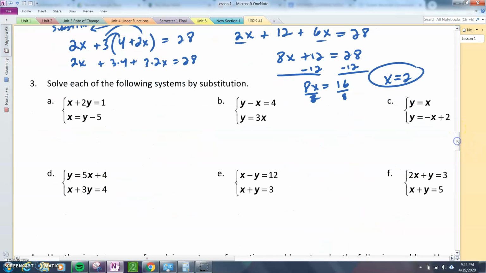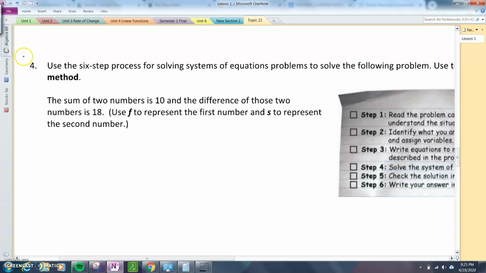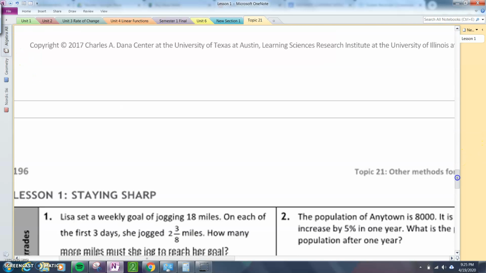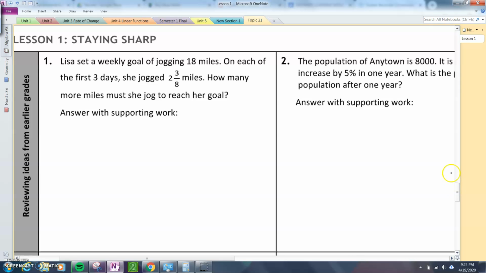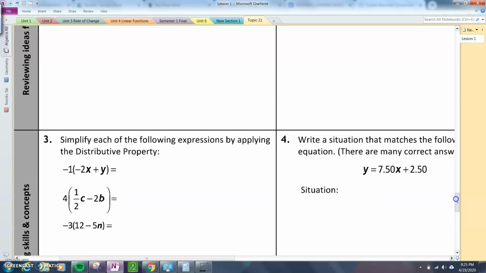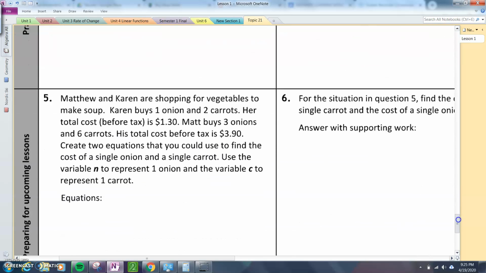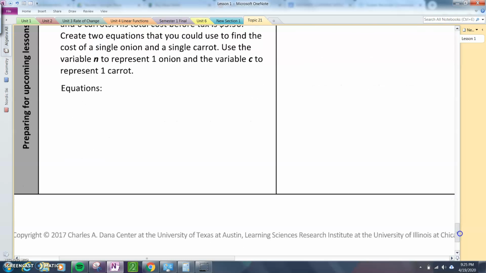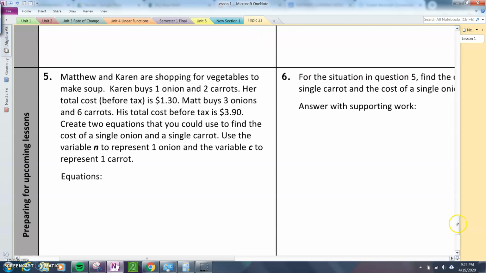So I want you to work through these to the best you can. You might have to rewrite some of these equations so you can use substitution. It looks like you're going to have to rewrite that. So you're either solving for x or y, and you're going to have to rewrite that one. You're not going to do 4. You can skip that. Number 1, staying sharp, I want you to try all these. Do the best you can. These ones, if you're having trouble, you send me an email, and I'll send you some resources to kind of help you with it.